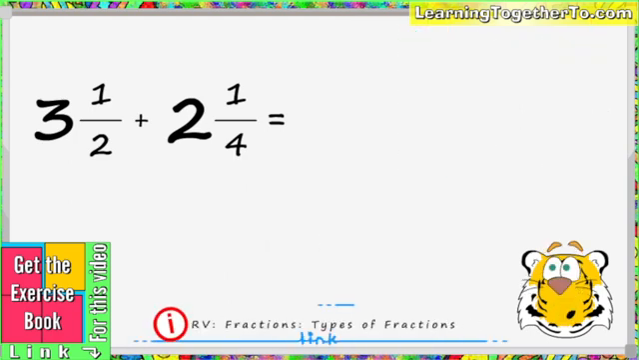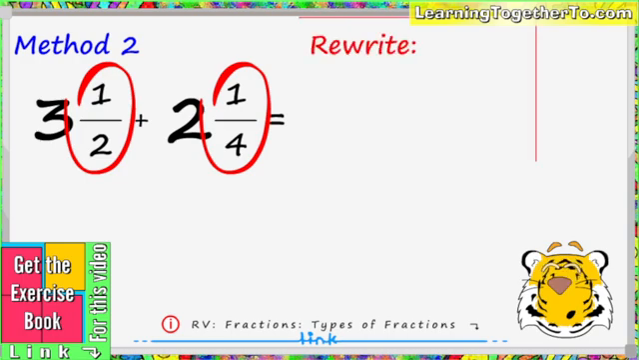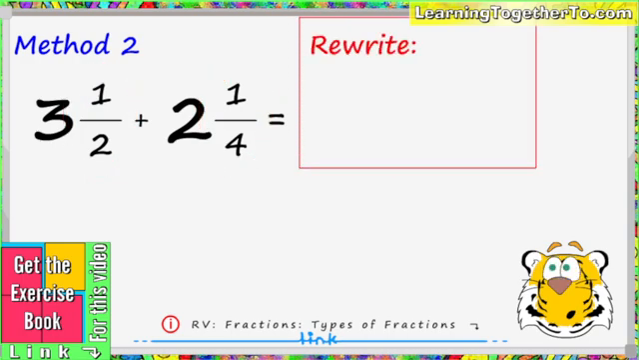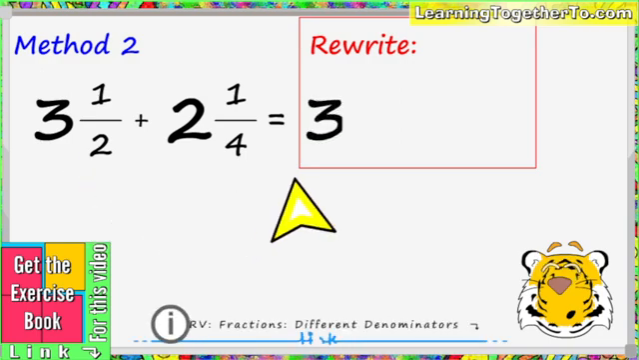Tim, the second way to solve this problem is without expressing the mixed fractions as improper fractions. We'll be working mainly with the proper fractions. Let's call this method 2. The first thing that we notice is that the proper fractions have different denominators, so we need to rewrite the expression. Tim, the whole number stays the same.